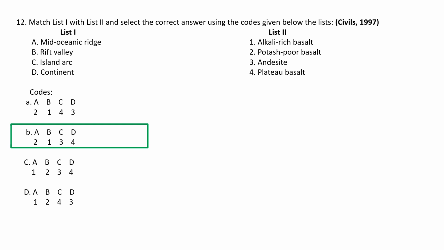A, mid-oceanic ridges, corresponds to potash poor basalt, and B, rift valley, corresponds to alkali rich basalt, and C, island arc, corresponds to andesite. The type of volcanism here is andesite, and D, continent, exhibits plateau basalts. So correct answer is B.